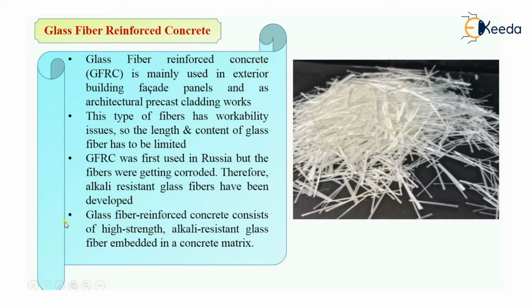So how can glass fiber reinforced concrete be produced? It consists of high strength and alkali resistant glass fibers. This type of fiber will have high strength as well as being alkali resistant, and it will just be embedded into the concrete matrix. That is simple. So how can we make this glass fiber reinforced concrete? We will use glass fibers which are high strength and alkali resistant, and we will just embed, mix, pour or spray this type of fibers, and we will make fiber reinforced concrete, that is glass fiber reinforced concrete.